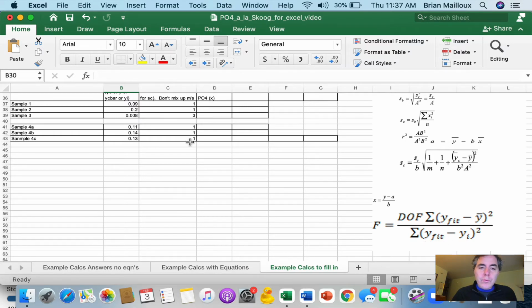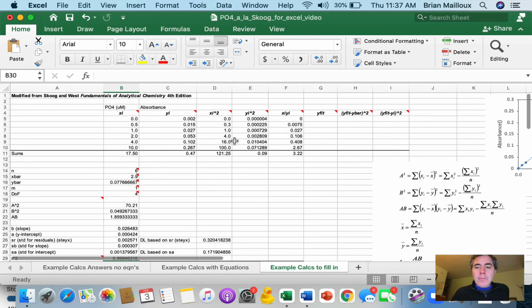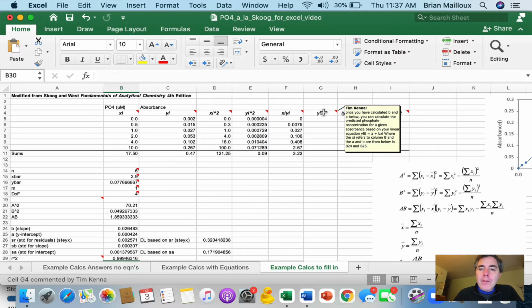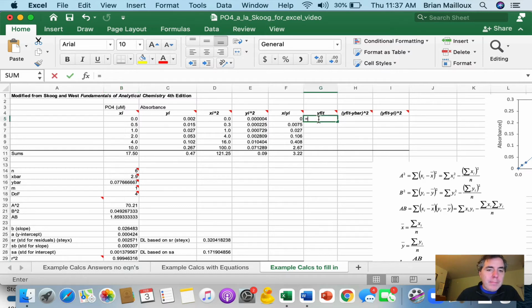So we need two new parameters up here, right? We need YFit. Oh, we don't have YFit. YFit is, once you've calculated B and A, you can calculate the predicted phosphate. It's what you should have gotten based on this standard curve, right? So it's A plus B times XI. So it's equal to A plus B times XI.